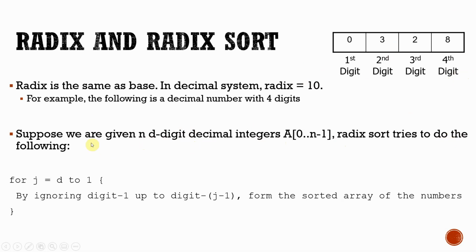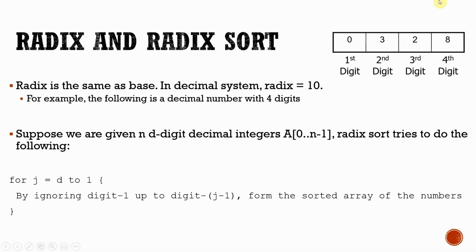Radix sort tries to do the following. It starts sorting the elements digit by digit, either from the least significant digit to the most significant digit, which is the Radix sort you're going to see in this course. It's called LSD, least significant digit Radix sort. So we start by ignoring digits up to the digit that we have.